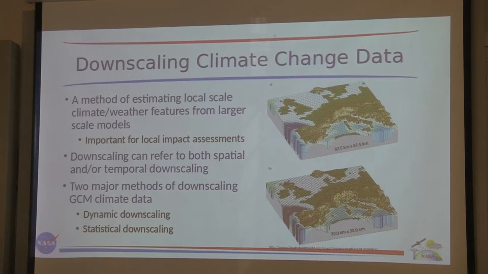If you have a really big grid cell, you want to know what's happening in Cape Town, but the grid cell is the size of South Africa, that might be a problem. You want to downscale it to the local climate. And there's generally 2 methods for doing this. There's dynamic downscaling and statistical downscaling.